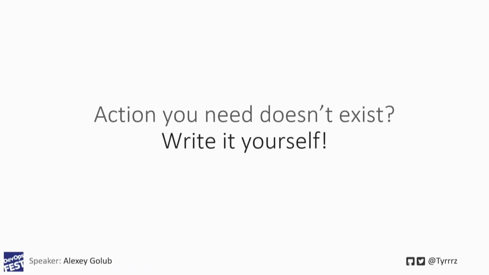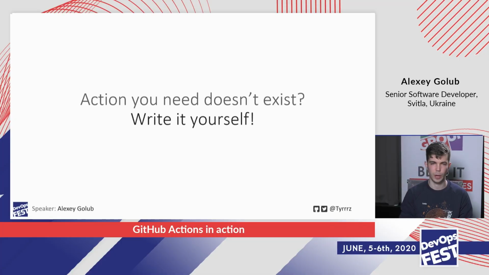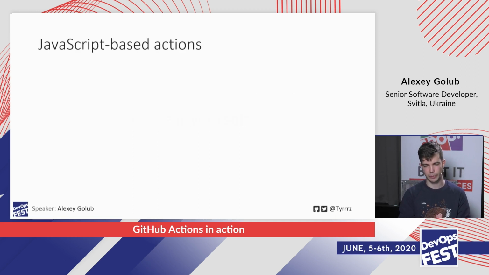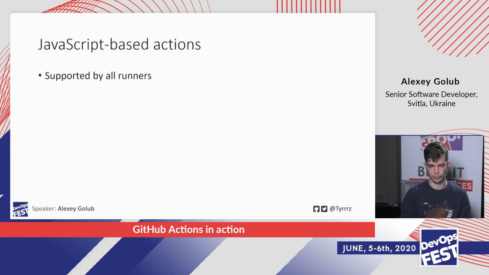Of course, if there is something that you want to use that doesn't exist, you can just write it yourself, so you can create your own actions. And there are two ways to do that. So with the GitHub Actions, you have the JavaScript-based approach, where you write actions using JavaScript. The advantage to that is that it's supported by all runners, so it doesn't matter whether it's Windows, Linux, or macOS. They will have Node.js installed on those virtual environments, so you can use the JavaScript-based actions everywhere.